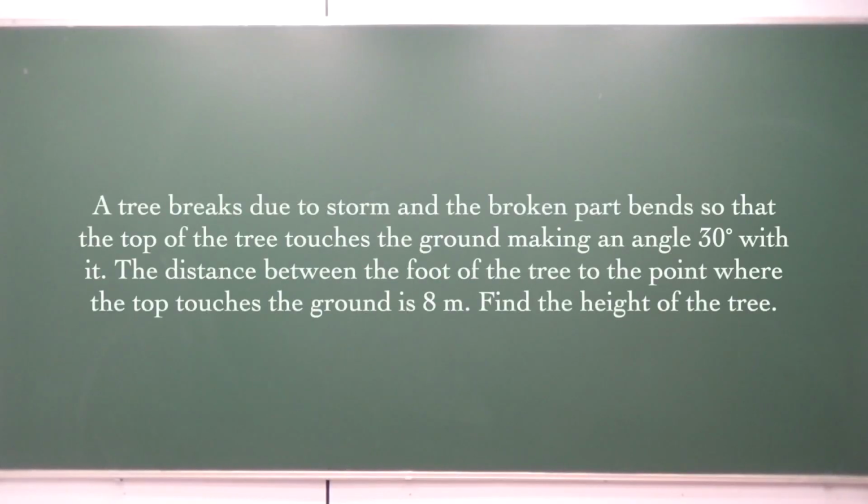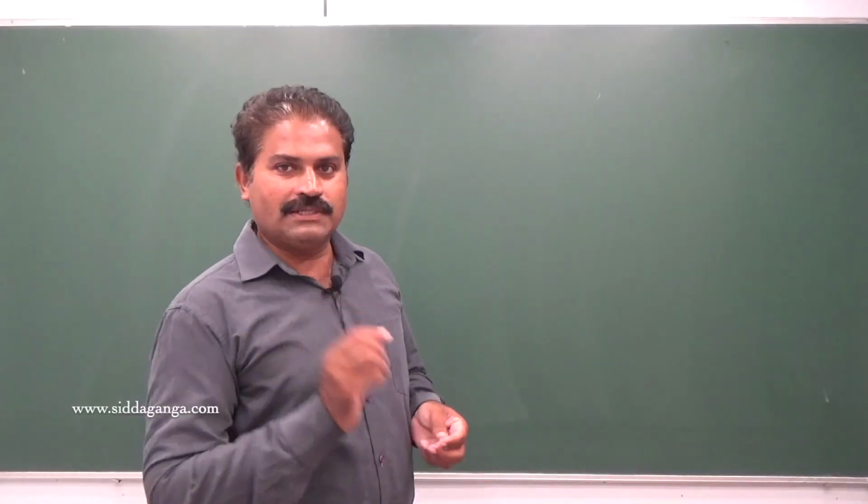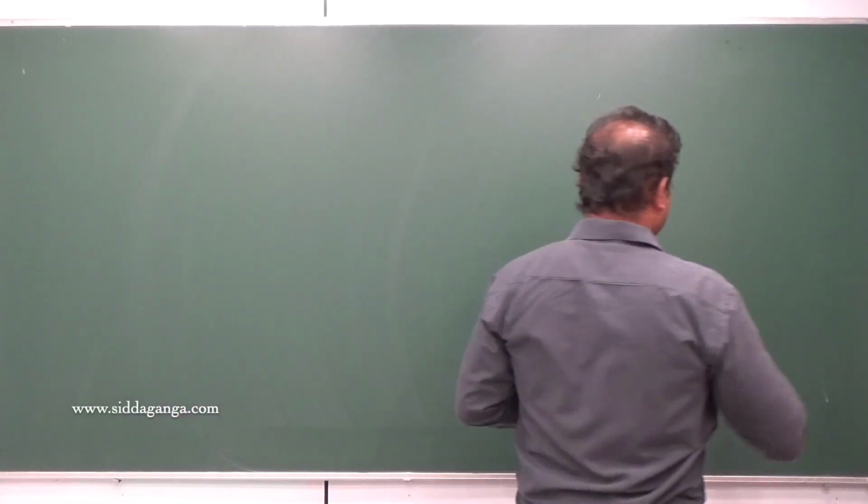A tree breaks due to storm and broken part bends so that the top of the tree touches the ground, making an angle of 30 degree with it. The distance between the foot of the tree to the point where the top touches the ground is 8 meters. Find the height of the tree. So we will represent this problem in a diagram.